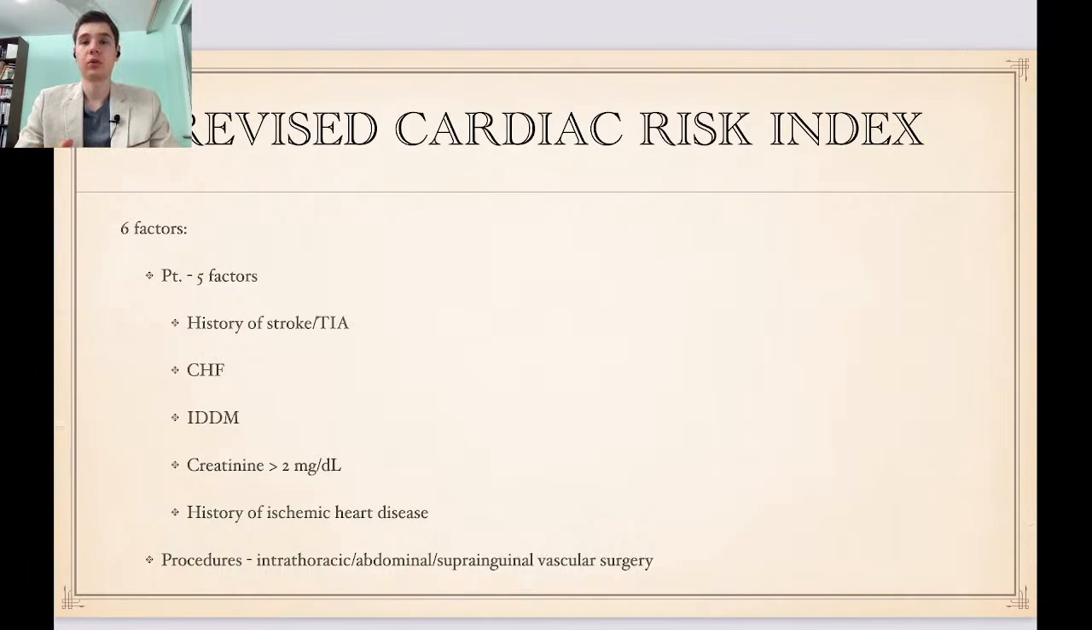There's a history of stroke or TIA, a history of congestive heart failure, insulin-dependent diabetes mellitus, a creatinine over 2 milligrams per deciliter, and a history of ischemic heart disease. The other factor is represented by procedures. If the procedure is intrathoracic, abdominal, or suprainguinal vascular surgery, then we have another factor added.